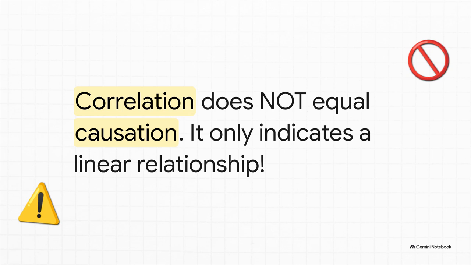Just because 2 variables correlate perfectly on a math level, it absolutely does not prove that one caused the other to happen. It merely indicates a linear relationship exists. That's it. Do not fall for those trick answers that try to claim R proves cause and effect.